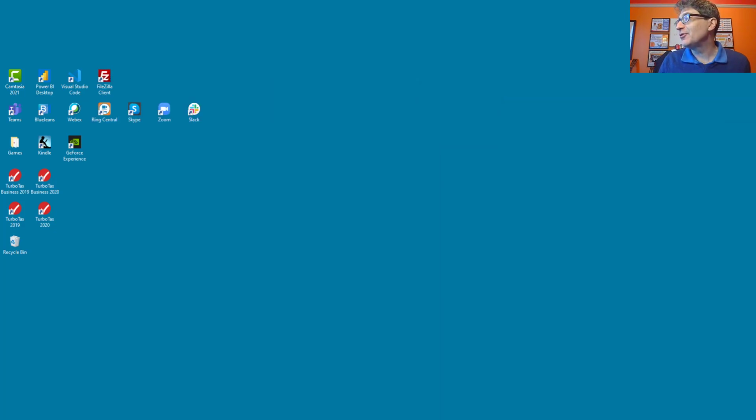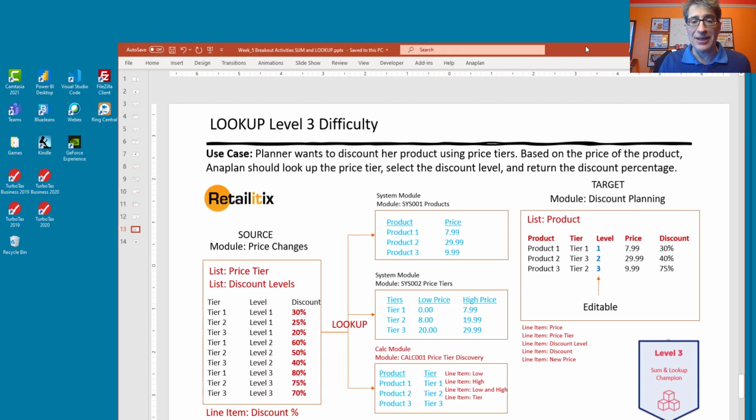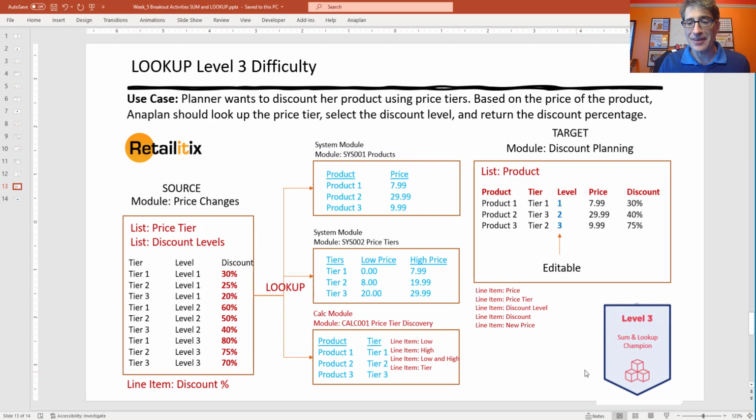So, if you made it that far and you got the values in there, give yourself a summon lookup champion. But that's how this use case can work in Anaplan. Enjoy.